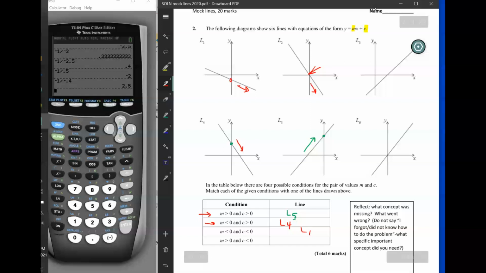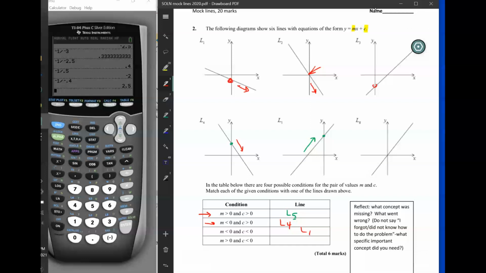What about the last one? It says the slope is positive and the y-intercept c is negative. So now I'm going to look for one where the y-intercept is negative. So that would be this one or this one that we already used, and those are the only two possible ones that have a y-intercept that's negative.